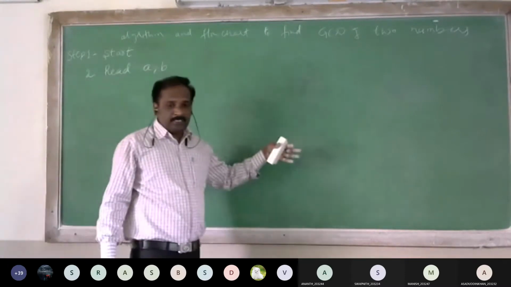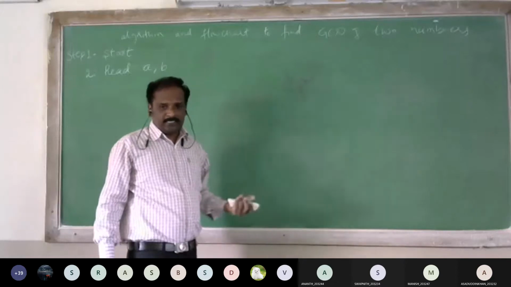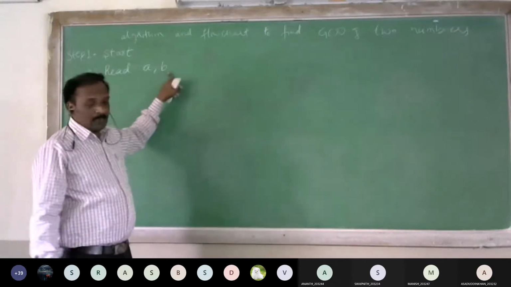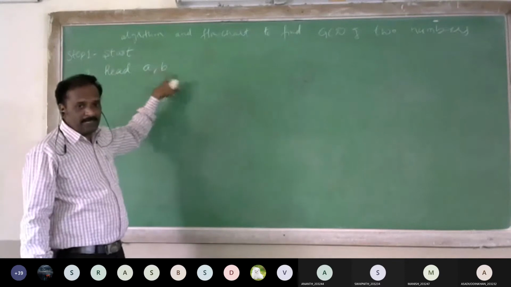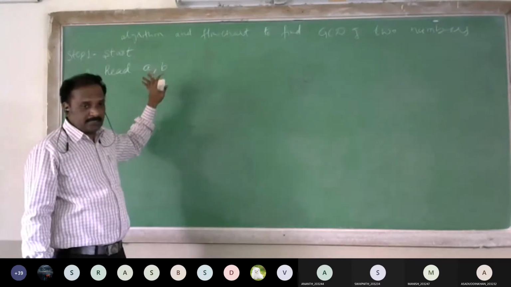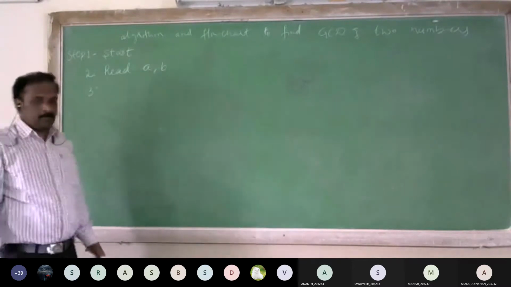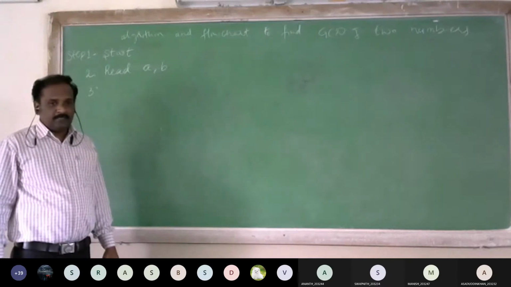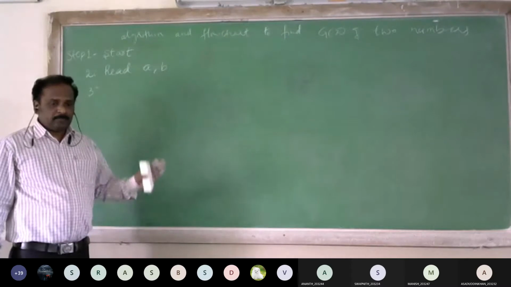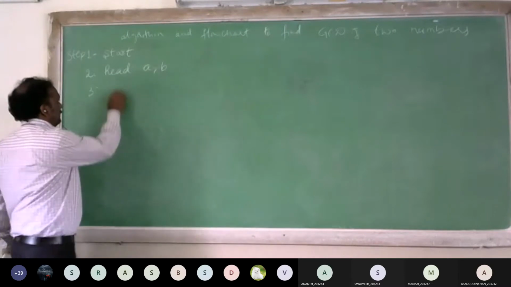You can take X, Y, or C, D, or M, N. It's your wish. Read A, B. A can contain 100 and B can contain 70, or A can contain 70 and B can contain 100. Any value. Now, the third step: what do we need to do? We just need to subtract the smaller number from the bigger number. Then we need to check the condition.